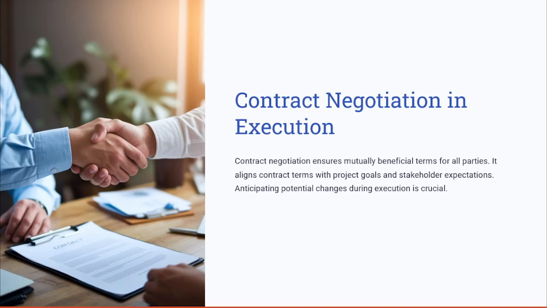Contract negotiation is a critical aspect of project execution and execution of the procurement plan. It ensures that the agreements align with the project objectives and stakeholder expectations. In this session, we'll talk about contract negotiation to ensure mutually beneficial terms for all of the parties, aligning the contract terms with the project goals and stakeholder expectations, and how to anticipate potential changes during the execution when, let's say, dealing with the contracts.